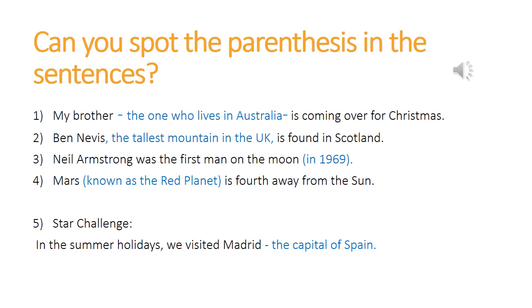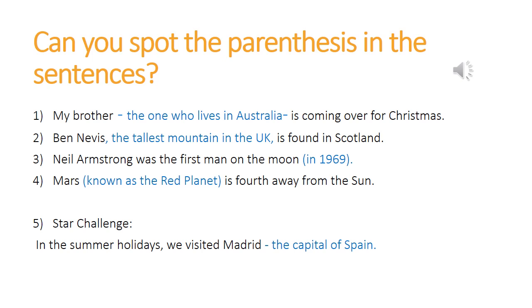Sentence number 1, the parenthesis is "the one who lives in Australia." That's giving extra information to the subject, brother, and if you take it out, the sentence still makes sense. Sentence 2, the parenthesis is "the tallest mountain in the UK." That's giving us extra information about Ben Nevis, but is not essential to the sentence making sense.